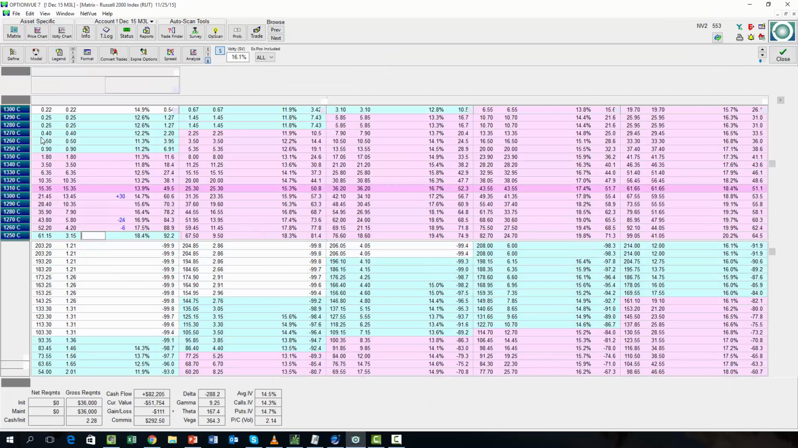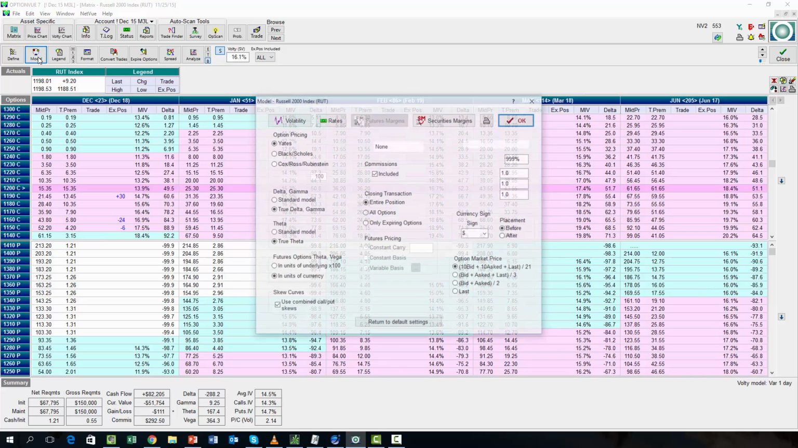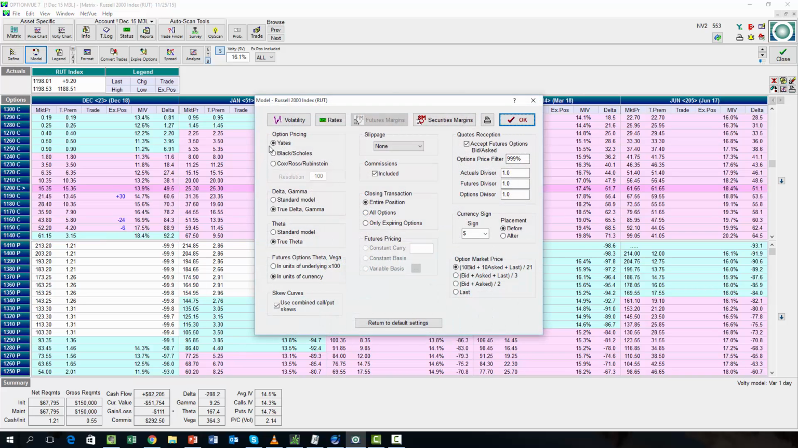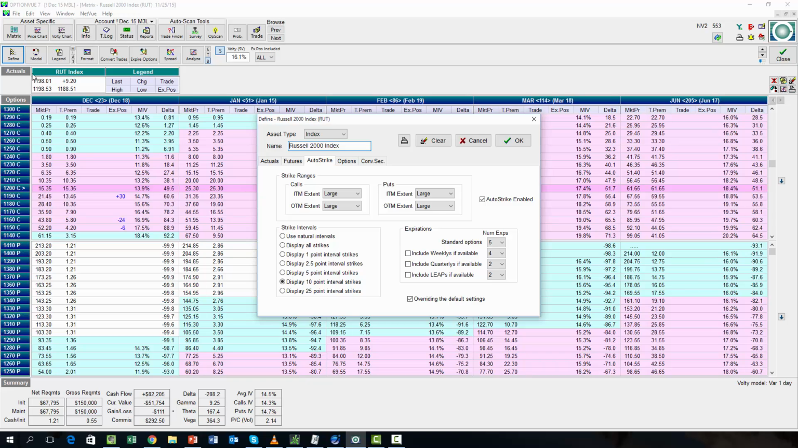Those settings, if you come to the Modeling tab, were Yates, true delta, gamma, true theta, and using combined put call skews. Those were the primary settings that we were using. We were also using something here: you can set how many strikes are shown on the option view graph. You can set them to large, or small, or moderate.